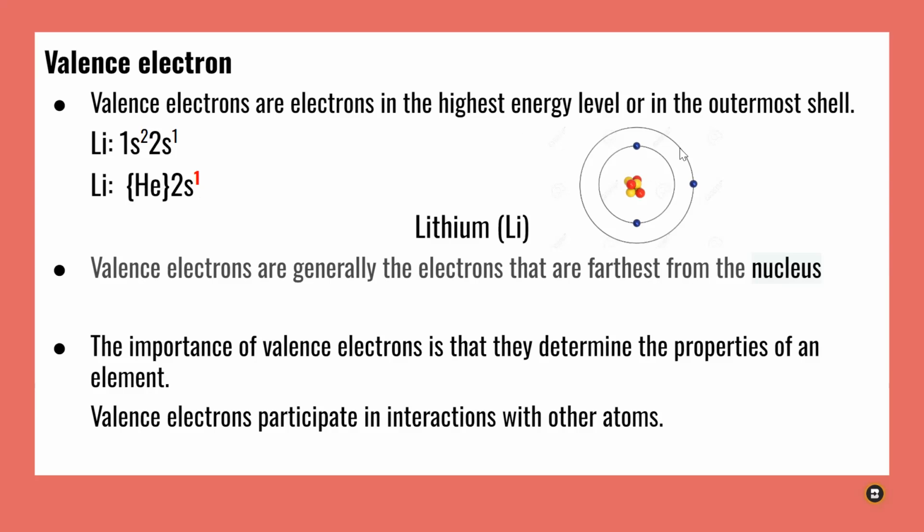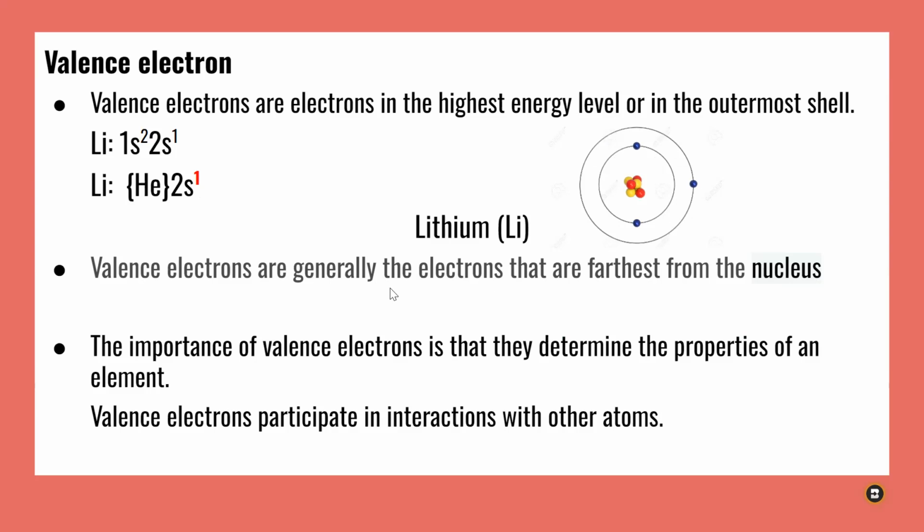Then here is the same lithium. There are 2 energy levels. This is the outermost or the highest energy level, this one. Remember, this one is energy level 1. That's not the highest. So this is the outermost or highest energy level. So it has valence electron of 1.